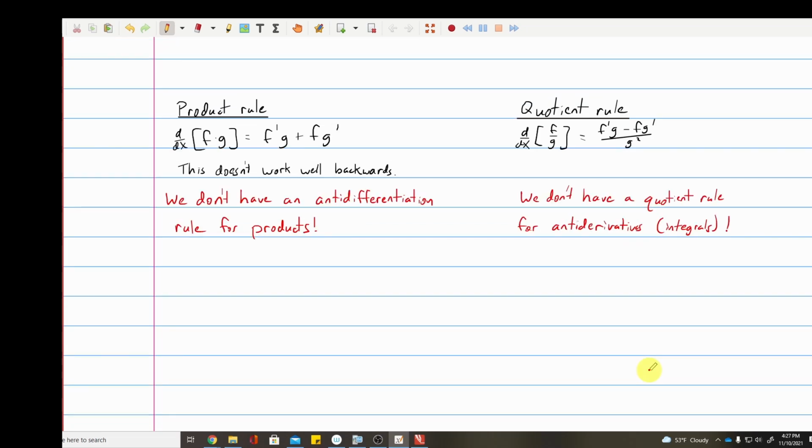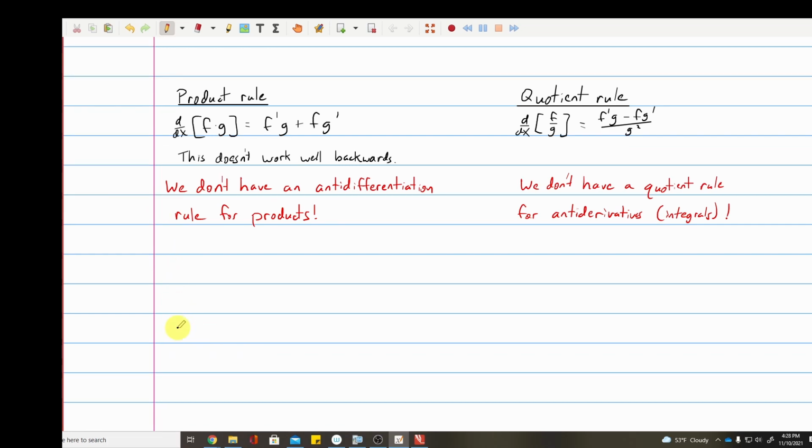I'm going to stay quiet about the chain rule for now because we are going to learn a way to antidifferentiate a chain rule. It's a process known as U substitution. We'll learn it in Chapter 5. So we're just going to stay quiet about it for now, and we'll learn that later.